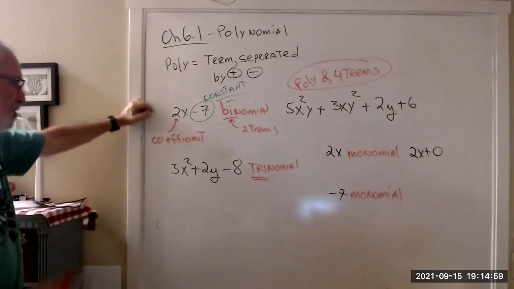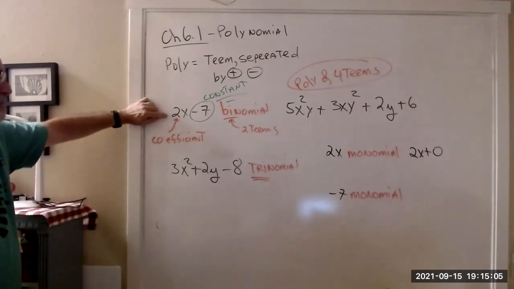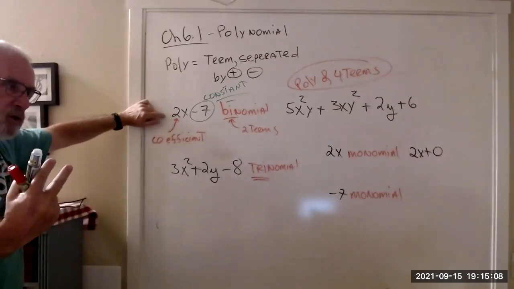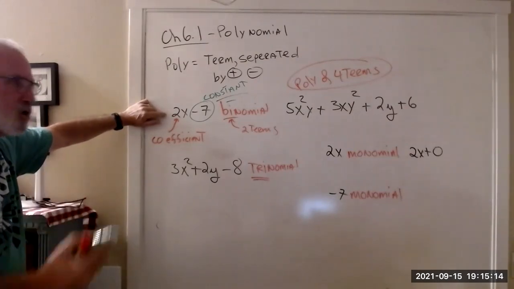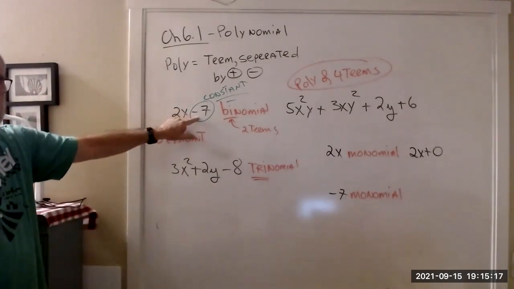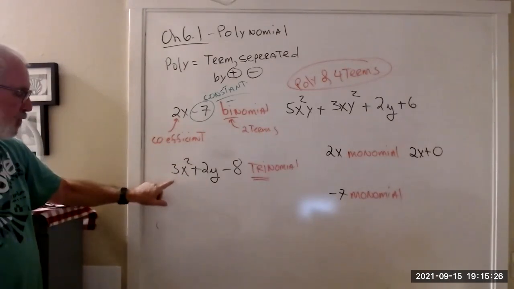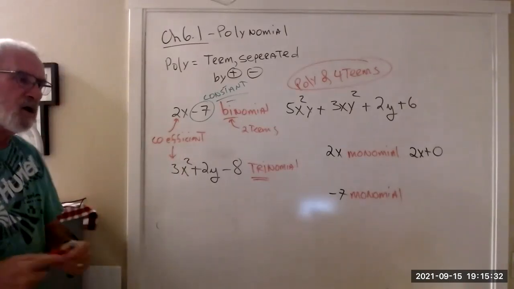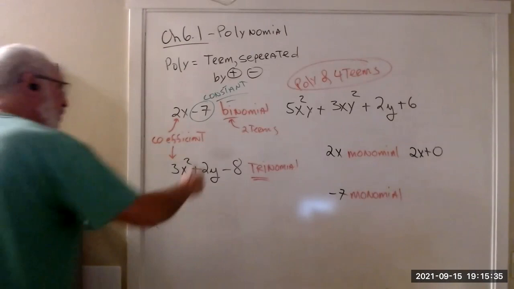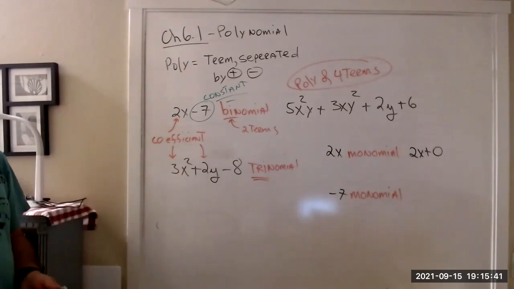Coefficient. So we would say on this binomial, because there's two terms, the coefficient of the x is 2, and the constant term is -7. On this one down here, the coefficient of x squared is 3. The coefficient of y is 2. And the constant is -8.